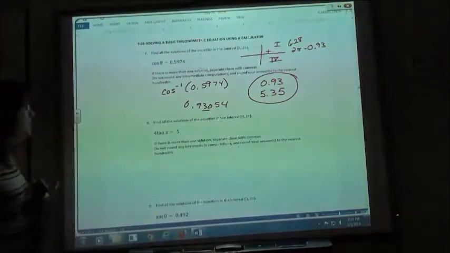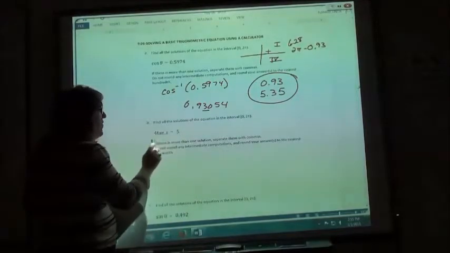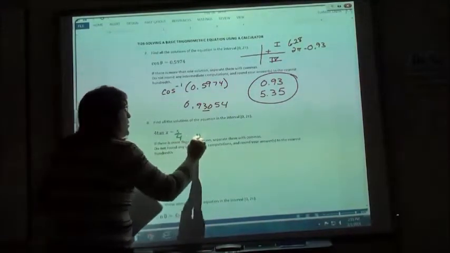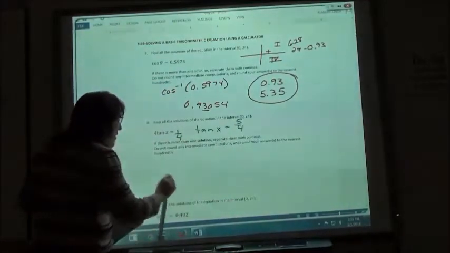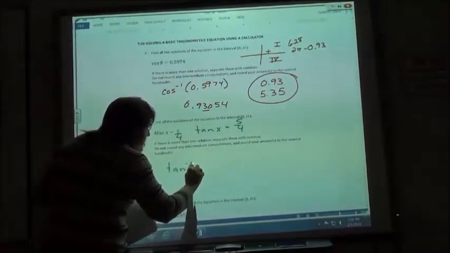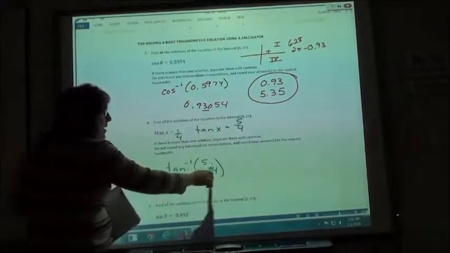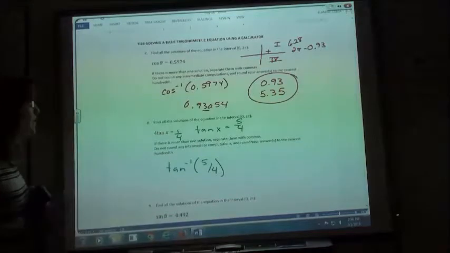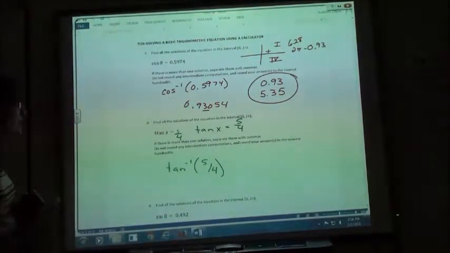Number 8, again we're going to use our calculator. We're doing 4 tangent of x equals 5. We want to solve that. So we want to do the tangent of x equals 5 fourths. So again, we're going to do the inverse tangent of our 5 fourths. Again, sometimes you need the parentheses, sometimes you don't. With fractions, I usually put the parentheses around there just to be on the safe side.